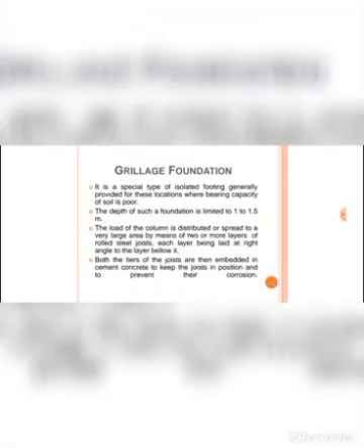And the next one is grillage foundation. Grillage foundation is basically used when the soil bearing capacity is very low and soft soil is present. It is a special type of isolated footing generally provided for locations where the bearing capacity of soil is very poor, and the depth of this foundation is limited to 1 to 1.5 meter.